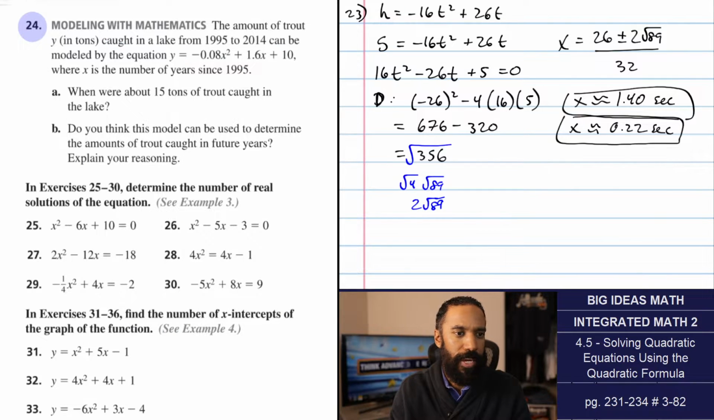All right, that's number 23. Number 24, also modeling with mathematics. I probably need a new page for this one.